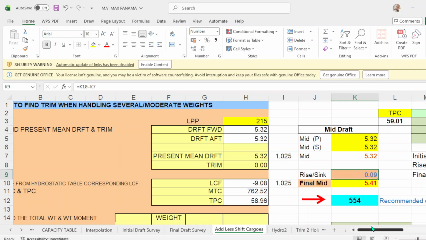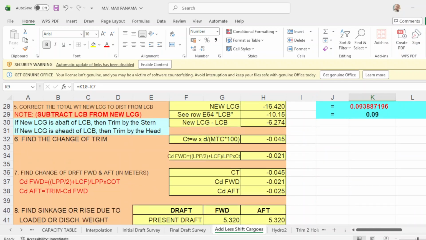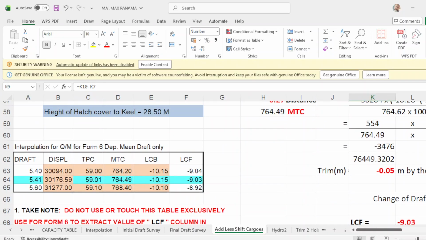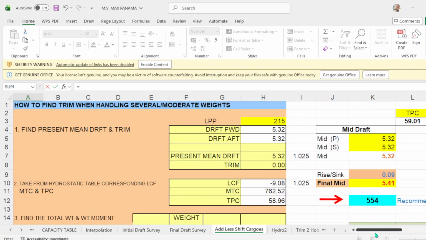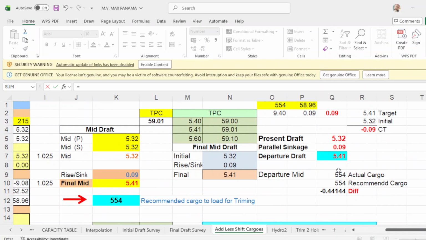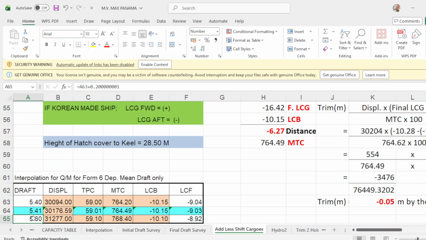5.41, I scroll down using this table. Okay? Interpolation for quarter mean for form number 6, departure mean drop only. So you have to put your mean drop here, which is your departure drop. You click this one, put equals, then you can click which one you like, this one or this one, the same. So I just click this one, press enter, then he will go here.